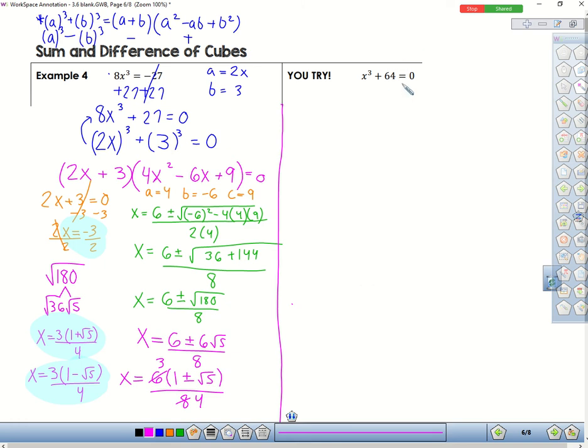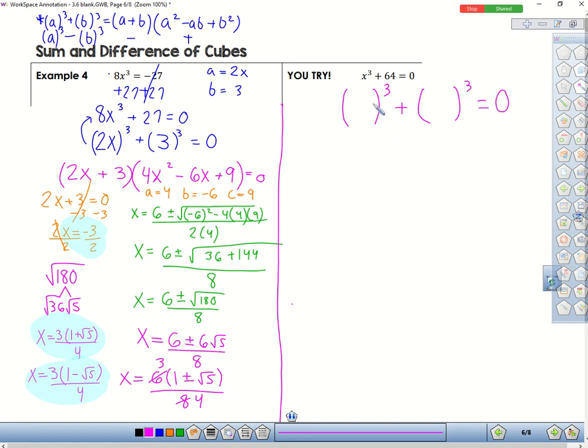So let's go ahead and try the next one. Everything's on one side of the equation, so I need to identify what's A and what's B. This one's going to become A and this one's going to become B. But we have to write this as something to the third power plus something to the third power equals 0.